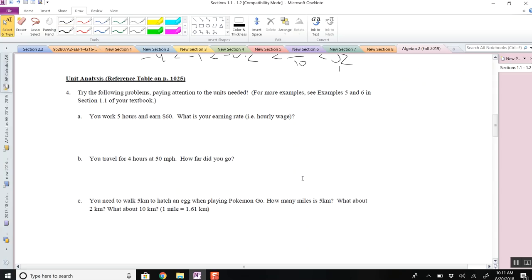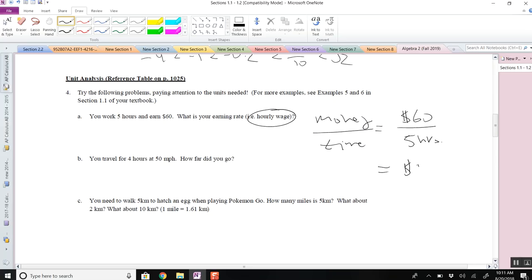Now we're going to talk about conversions. This will be pretty important when you get to chemistry for those who are sophomores. A lot of it is looking at rates. Rates are when you're dividing stuff. So for example, if you want your hourly wage, or how much money you make per hour, so basically you're taking money divided by time. So it's $60 divided by 5 hours, which would be $12 per hour.